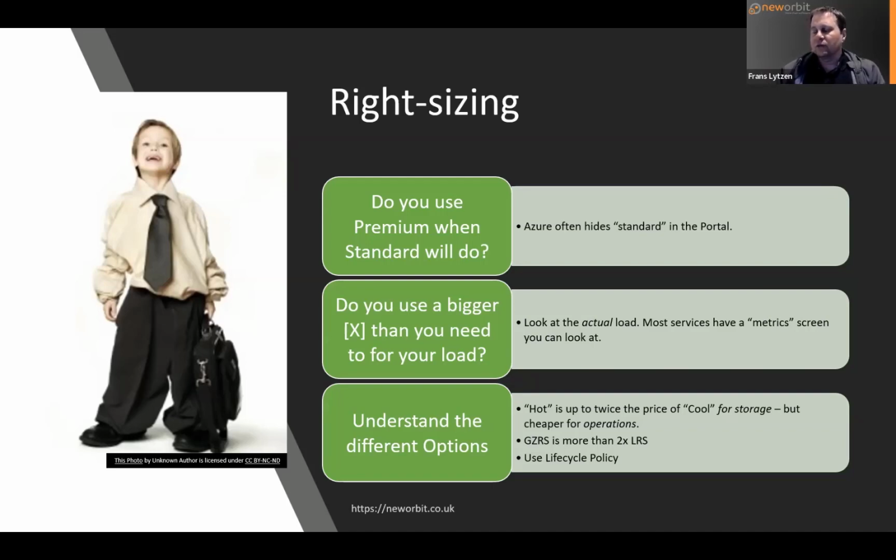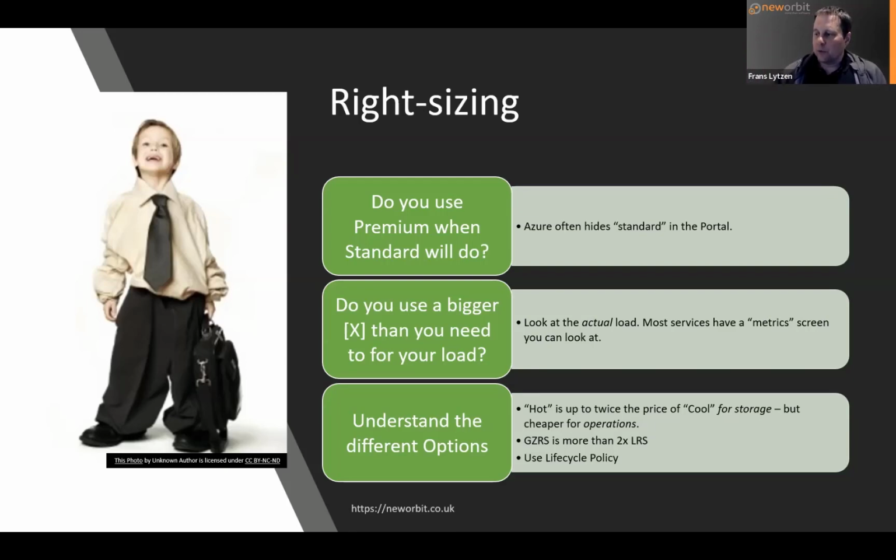Then the second thing is, are you actually having a bigger server than you need to? Most services have a metric screen where you can look at how much is actually being utilized over time, and I'll show you an example of that in a minute. Very often you'll find that things are just over-provisioned, and again, a lot of the time it's just the habit of thinking that you must have a big server. But the truth is, in the cloud, it's usually a very quick job just to scale it up if you need to. So you don't need to pre-provision way more than you need, but a lot of people do. And you only find out by going through this process of drilling into it, finding the expensive things, then looking at how much they're utilized.